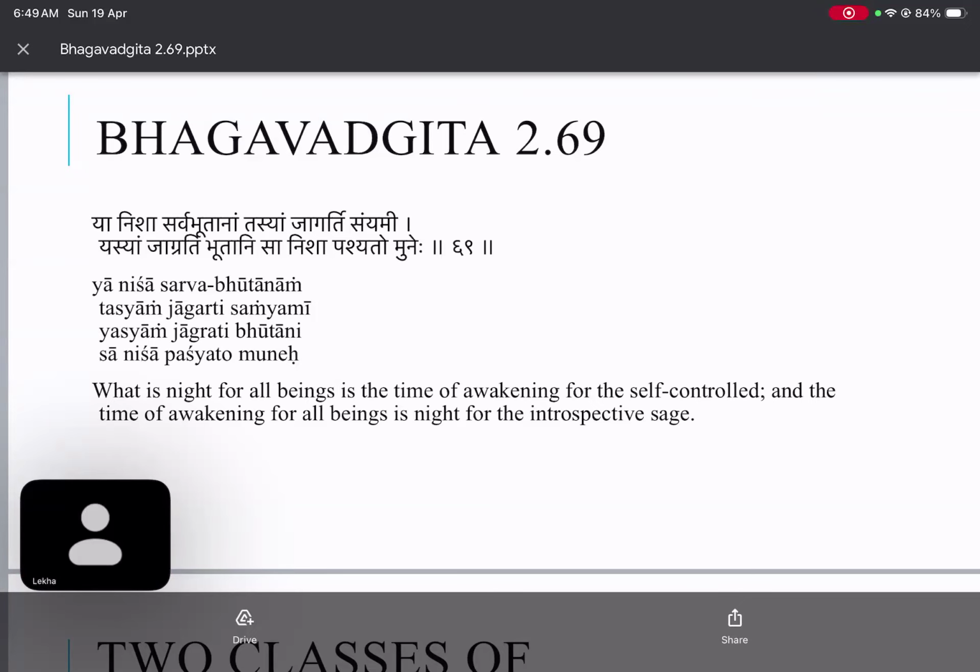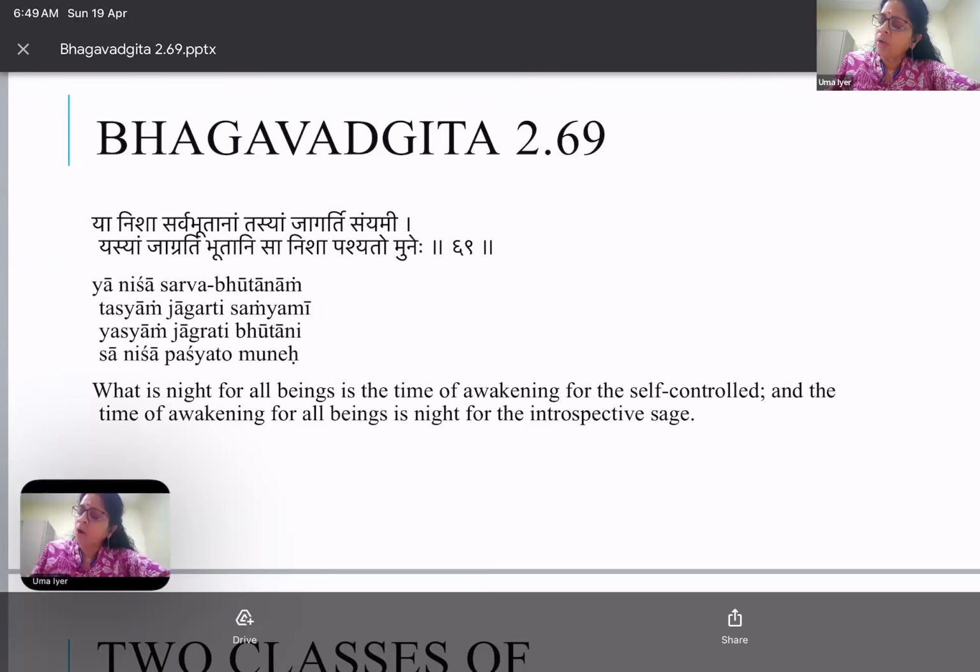Nisha is night, sarva, all, bhutanam, of living entities, tasyam, in that, jagrati is wakeful, samyami, the self-controlled, yasyam, in which, jagrati are awake, bhutani, all beings, sa, that is, nisha, night, pashyata, for the introspective, mune, sage. Translation: What is night for all beings is the time of awakening for the self-controlled, and the time of awakening for all beings is night for the introspective sage.